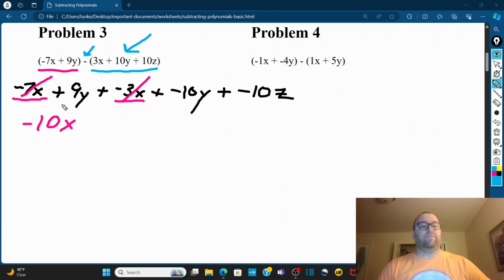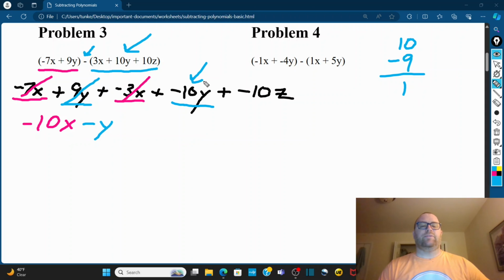Next up is the y, so we have 9y plus negative 10y. Well, we're going to take the one that's further away from 0, so that's going to be the negative 10. It's further away from 0 than 9. So I'm going to do 10 minus 9. That's going to give me 1, but since the negative 10 is further away from 0, we're going to make it a negative 1y, which I can actually just write as minus y. I don't have to write plus negative 1y. I can just write it as minus y there.